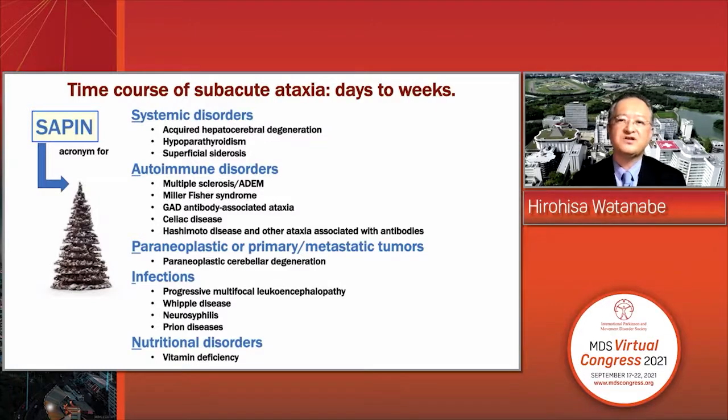Severe acute ataxia ranges over days to weeks. Systemic disorders, autoimmune disorders, paraneoplastic or primary metastatic tumors, infections, and nutritional disorders should be considered. SAPAN may be an acronym for systemic disease, autoimmune disorders, paraneoplastic, infections, and nutritional disorders.